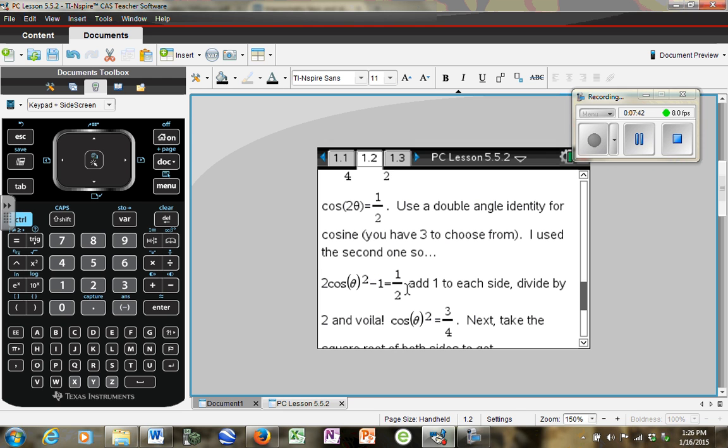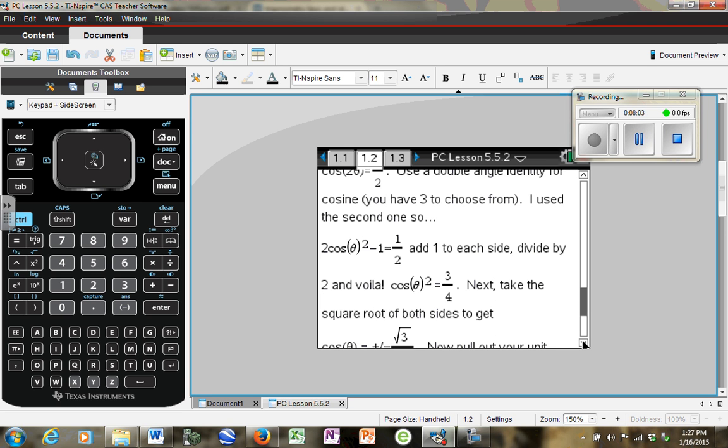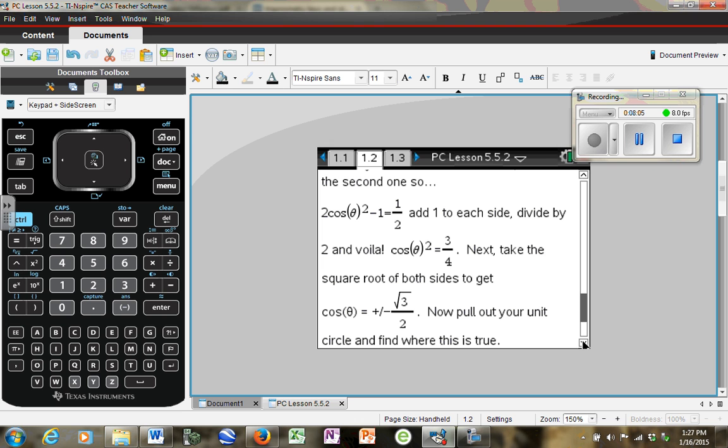If I add 1 to both sides, that will equal 3/2 on the right. If I then divide that by 2, I get this. Cosine squared theta equals 3/4. So we're almost done, because we want to get to theta, and if we take the square root of both sides, then this is what we get.